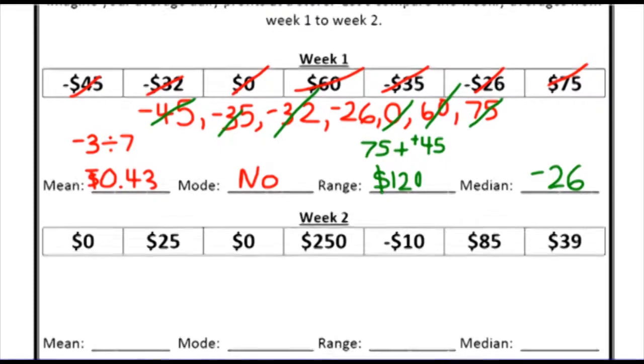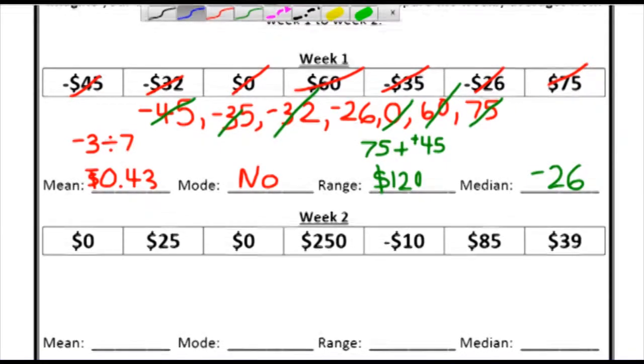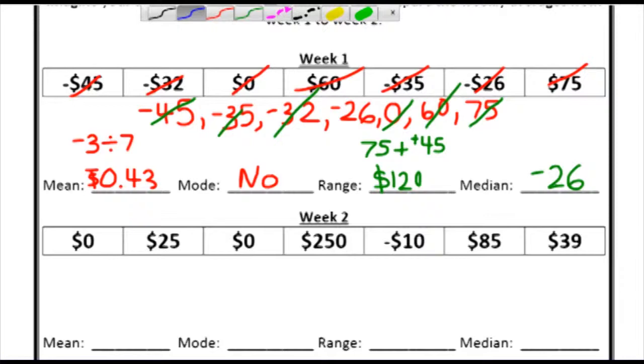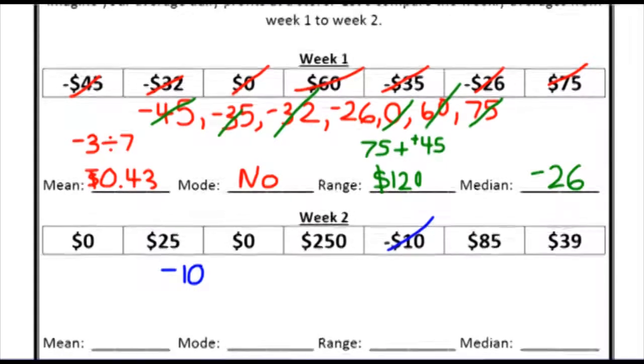Let's look at this next set of examples. So for week 2, these are our profits. I'm going to write these values in order. Again, start with your negatives. I only have 1 this week. So I did better this week, which is good. Negative 10. Before I can start with my positives, I need to get my zeros.